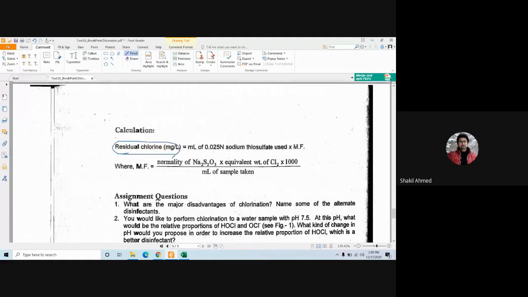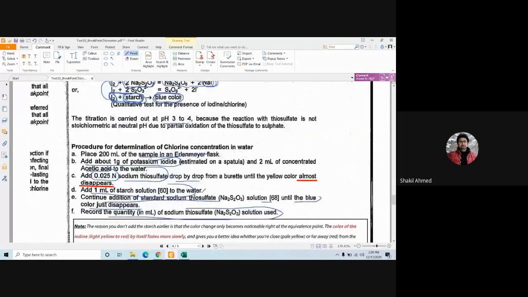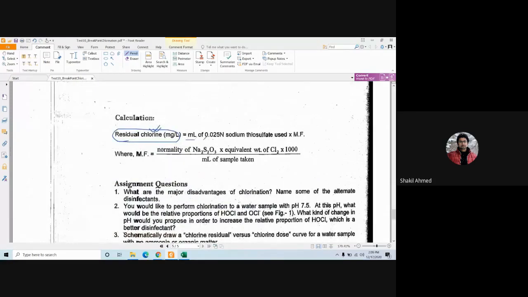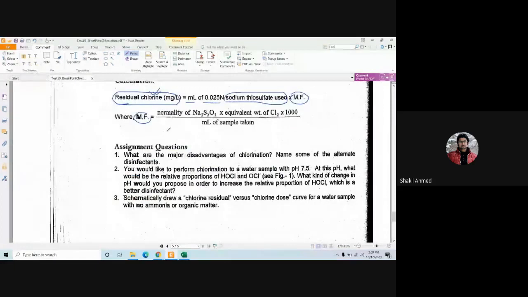So residual chlorine is related to the iodine amount, and iodine amount is related to the amount of sodium thiosulfate added. So residual chlorine equals milliliters of 0.025 normal sodium thiosulfate used, multiplied by a multiplying factor. What is the multiplying factor? Normality of sodium thiosulfate. What is that, guys? 0.025 normal. So 0.025 into the equivalent weight of chlorine. What is that? Molecular weight of chlorine, that is 35.5. What is the valency of chlorine, by the way? 1. Am I right?